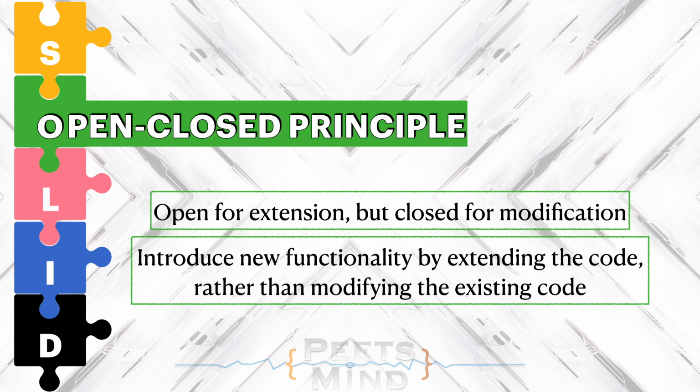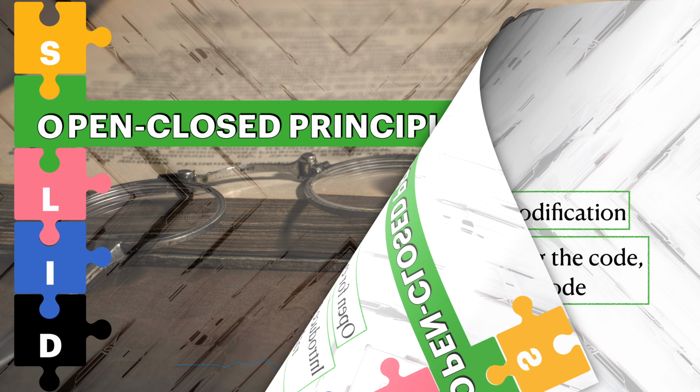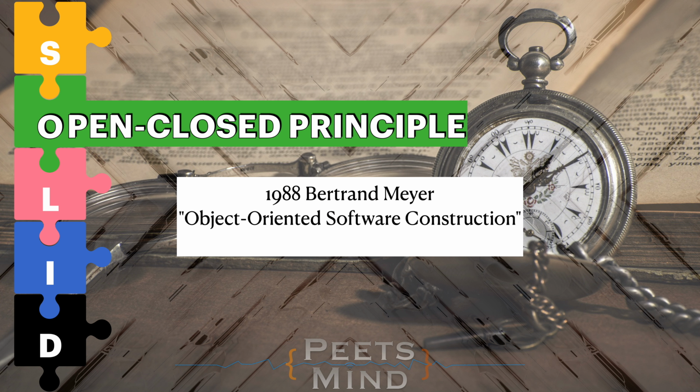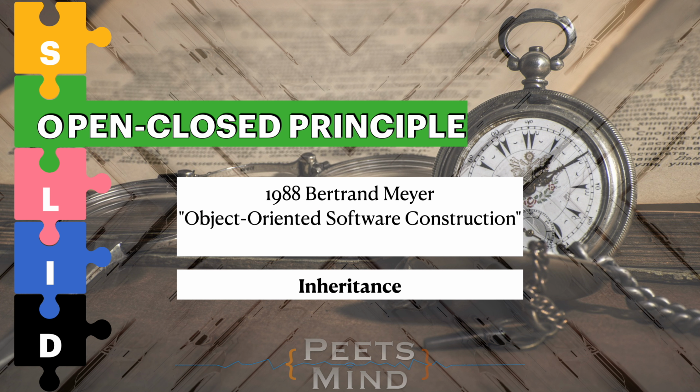When code is extended rather than modified, there is less risk of introducing bugs. Bertrand Meyer introduced this principle in his book Object-Oriented Software Construction. Meyer's original approach was to use inheritance as a core mechanism to achieve the open-close principle. If a behavior coded in a class needs to be changed, a way of doing that is to create a subclass and override the methods as necessary. No change to the superclass is necessary, just new code in the subclass.